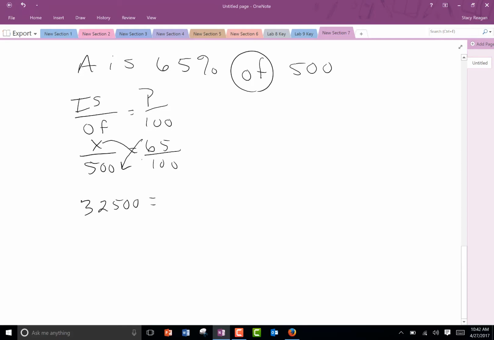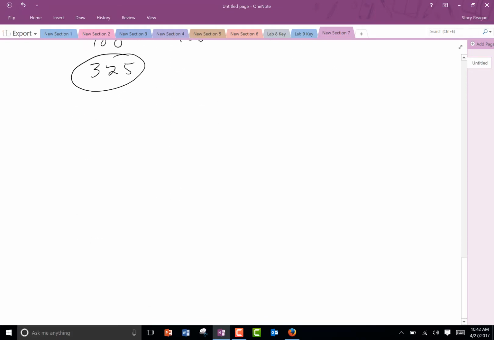On this side, we have the number and the variable. So now we divide by the number sitting beside the variable. And when we do 32,500 divided by 100, we get 325. So if I could get 325 points, I would have a C in that class. So that's how that one would work. Just make sure that you match up all these with my little percent sentence, is over of, W.